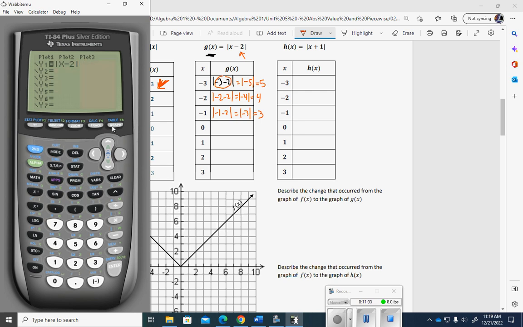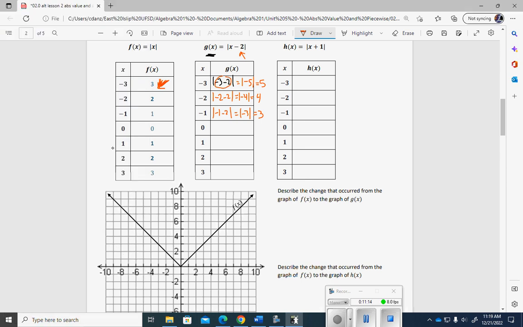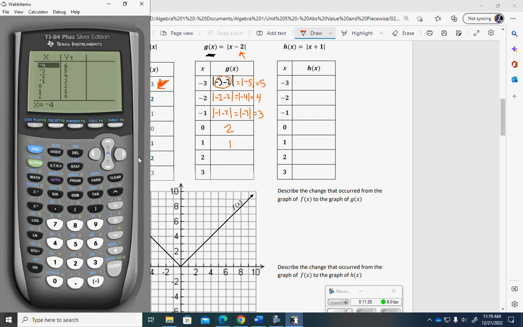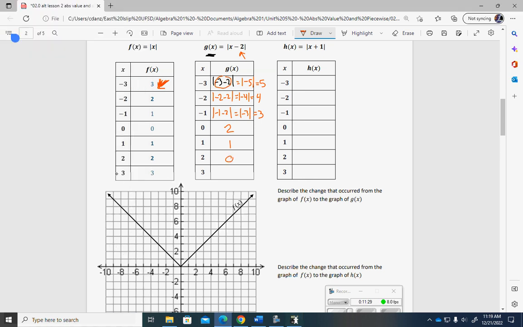Now if I go to my table of values, I could actually just copy the information from my calculator onto my paper. So I could see my 5, 4, 3, 2, 1, 0, and then 1. So look at where the symmetry is happening. It starts right here, which means this is my vertex. And I can just plot those points now.